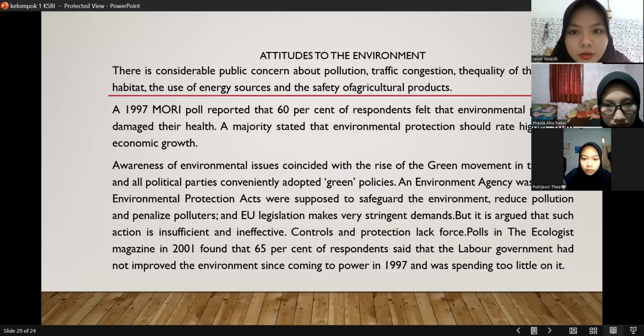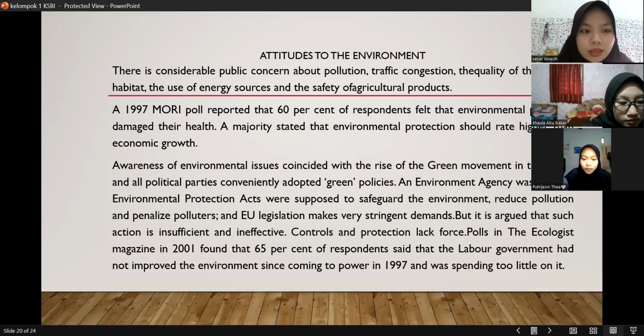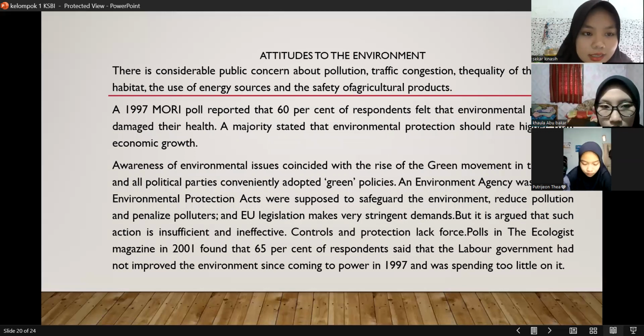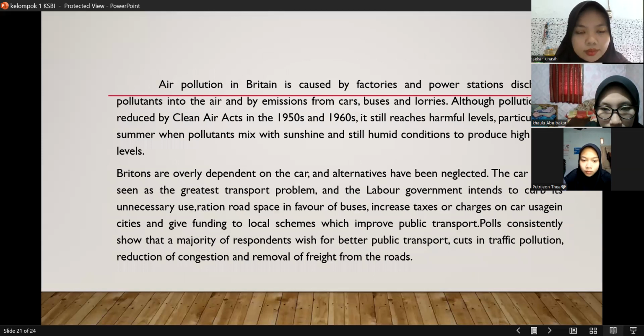Attitude to the environment. There is considerable public concern about pollution, traffic congestion, the quality of the natural habitat, the use of energy sources, and the safety of agricultural products. A 1997 MORI report reported that 16% of respondents felt that environmental problems damaged their health. A majority said that environmental protection should rate higher than economic growth.